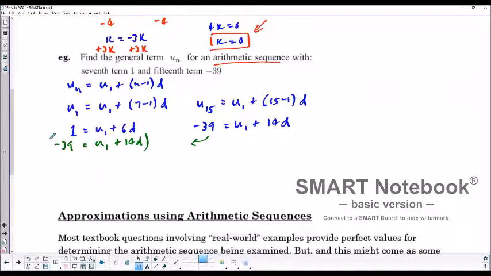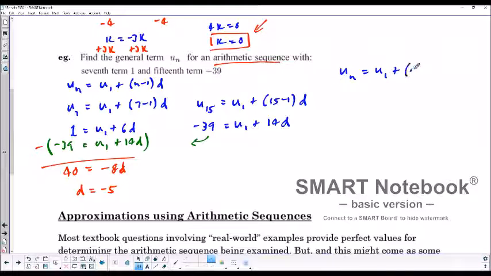And because I've got u1 the same in both cases, I'm going to subtract. And so that gives me 40 equals negative 8d, and divide both sides by negative 8. So d equals negative 5. So the expression then is un equals u1 plus n minus 1 times negative 5.